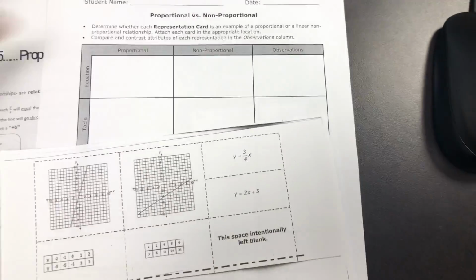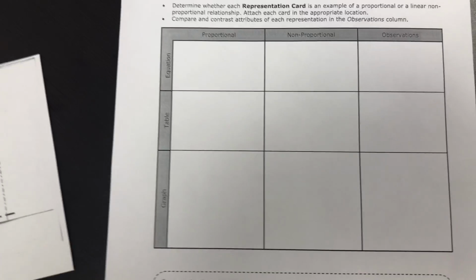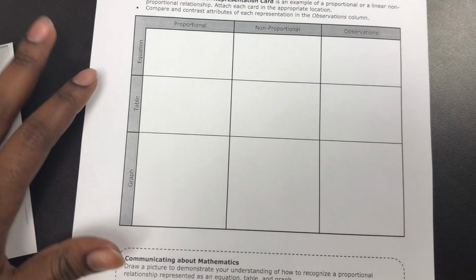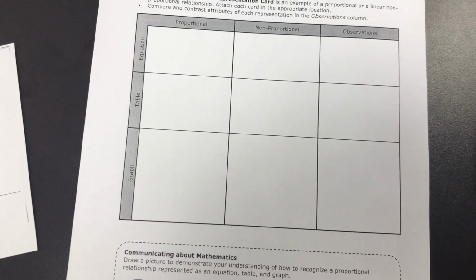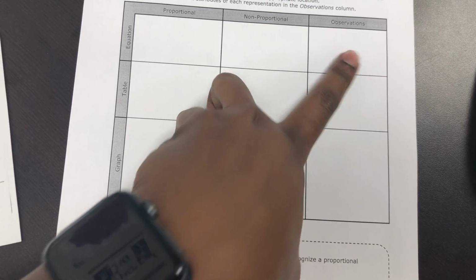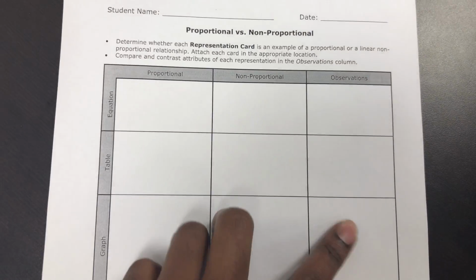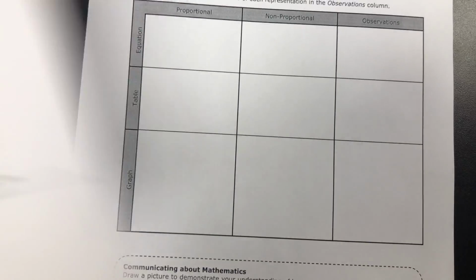And then on this paper, they want you to be able to compare proportional versus non-proportional equations, tables, and graphs, and then just make observations about them. So what do you notice between a proportional and a non-proportional equation, table, and graph? So what's the differences between them?